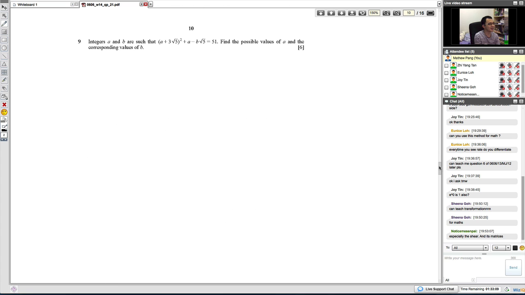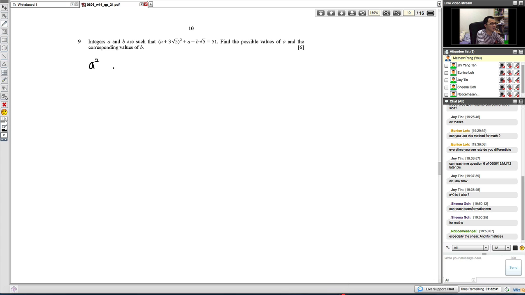Alright, okay, for number 9, integers a and b such that this one and this one equal 51. Find the possible values of a and the corresponding values of b. I think this is the third question, but why is this third question just a 4 mark, a 6 mark? Okay, I try to do what the question wants: find the possible values for a and b. I have no idea, okay, just do. I expand this one first.